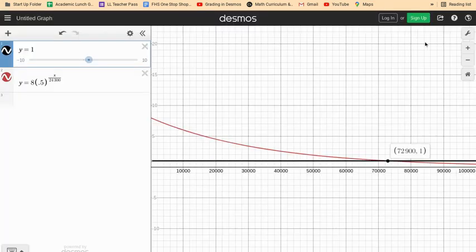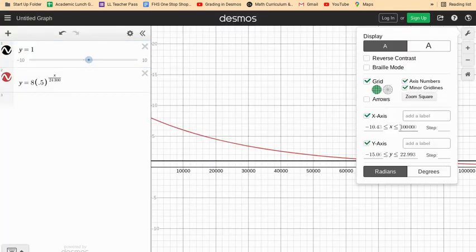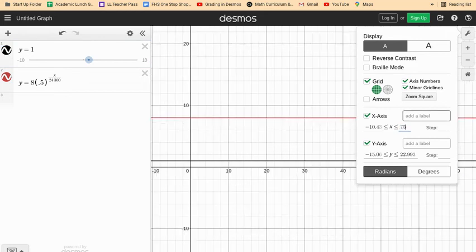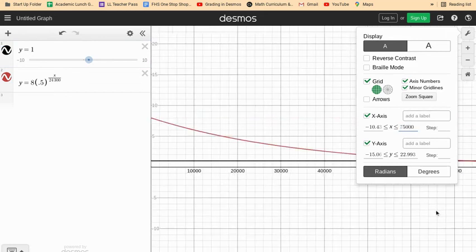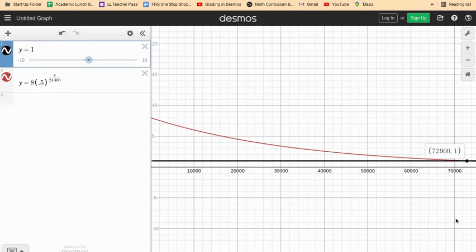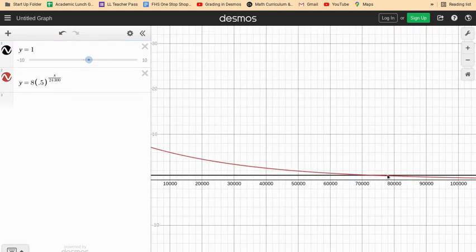So on my Desmos, if I were adjusting my domain, I could come in here and do 75,000, and you could see, hey, there it is. It's now on my screen, so it's pretty close to 75,000. So that's just how I use the common sense.